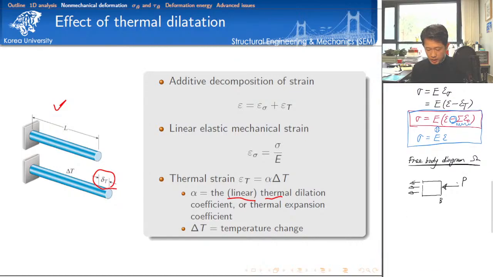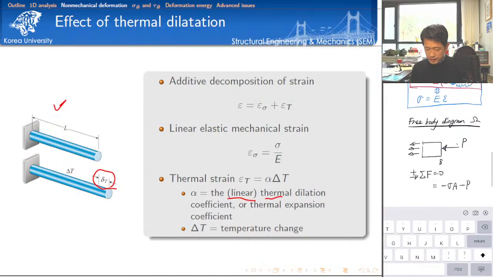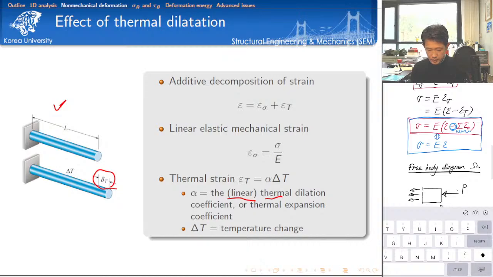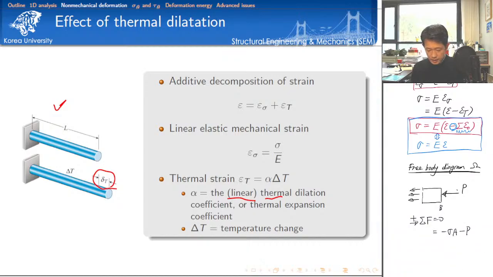Now let's check the force equilibrium. If you check the force equilibrium, the sum of all the forces in this direction should be equal to 0. So minus stress times the area, and also minus the applied force P, is equal to 0. So let's plug in the information of stress. Where is the information of stress? The information of stress is here.